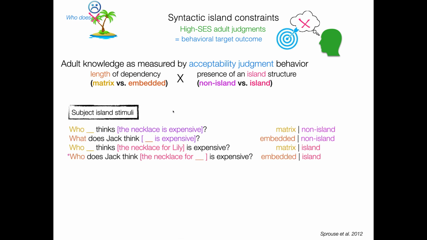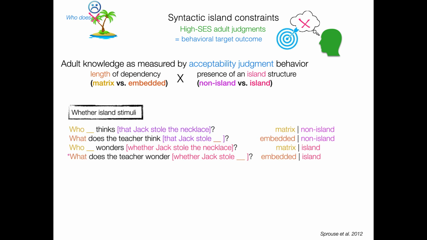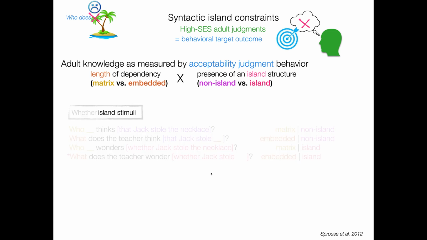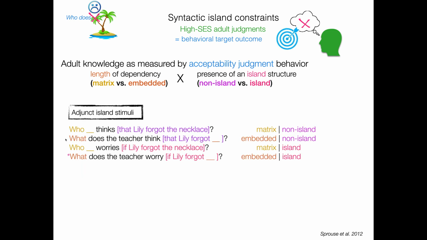But you can do this for all of those island types I walked you through earlier. So you can do this for subject island stimuli, where the island crossing dependency is this one. Who does Jack think the necklace for, and that's your subject, is expensive, in your subject island. And you can do it for whether island stimuli, where the island crossing dependency is this one. What does the teacher wonder whether Jack stole, where that's your island structure. And you can do it for adjunct islands, where the island crossing one is what does the teacher worry if Lily forgot. Same matrix versus embedded, non-island versus island, but the last one also happens to cross the purported island structure.